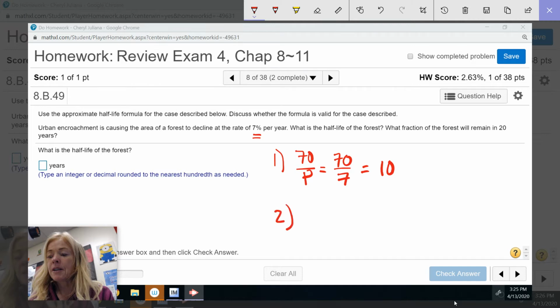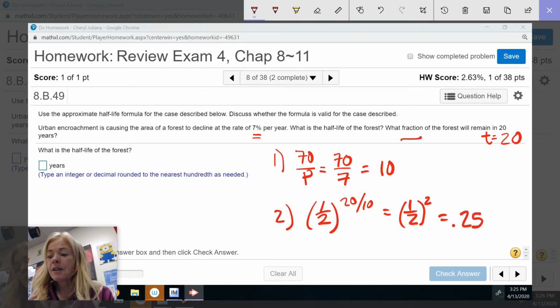The second thing it asks us to do is report what fraction of the forest will remain in 20 years. So in 20 years, that means little t is 20. And when we do this type of problem, we put 1/2 in the calculator and then take it to the little t over half-life, and half-life is 10. So little t is 20 and half-life is 10. So that just means 1/2 to the second power, which is 1/4, or 0.25.